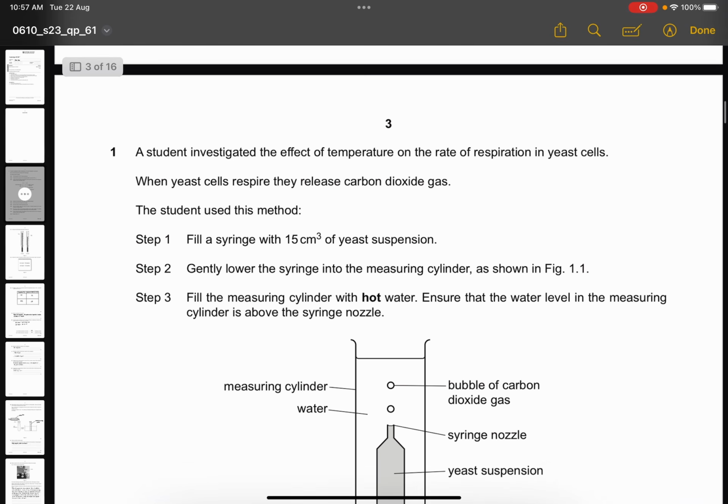Okay. Question 1. A student investigated the effect of temperature on the rate of respiration in yeast cells. When yeast cells respire, they release carbon dioxide gas. The student used this method. Step 1. Fill a syringe with 15 cm cubed of yeast suspension. Step 2. Gently lower the syringe into the measuring cylinder as shown in figure 1.1. Step 3. Fill the measuring cylinder with hot water. Ensure the water level in the measuring cylinder is above the syringe nozzle.